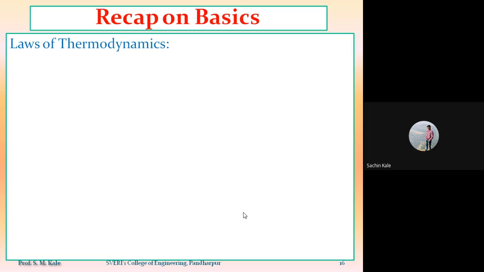Frank Tete, how many laws are there? 4. Which are they? 0th law, 1st law, 2nd law, and 3rd law. Can you tell me the 3rd law? The 3rd law of thermodynamics. Correct. Who can tell me the 3rd law of thermodynamics? Frank Tete. Okay.